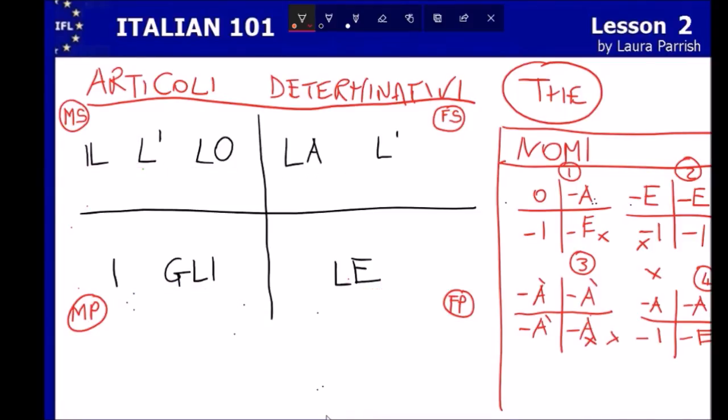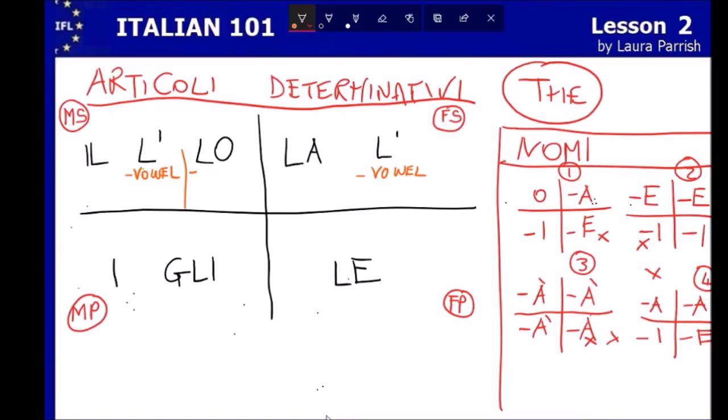Okay, so let's see masculine singular. First of all, you use l' in front of a vowel, so a masculine singular word starting with a vowel. You use l' the same way in front of feminine singular words starting with a vowel. Okay, here we go. This is the most complicated, unfortunately. Lo is the most complicated.